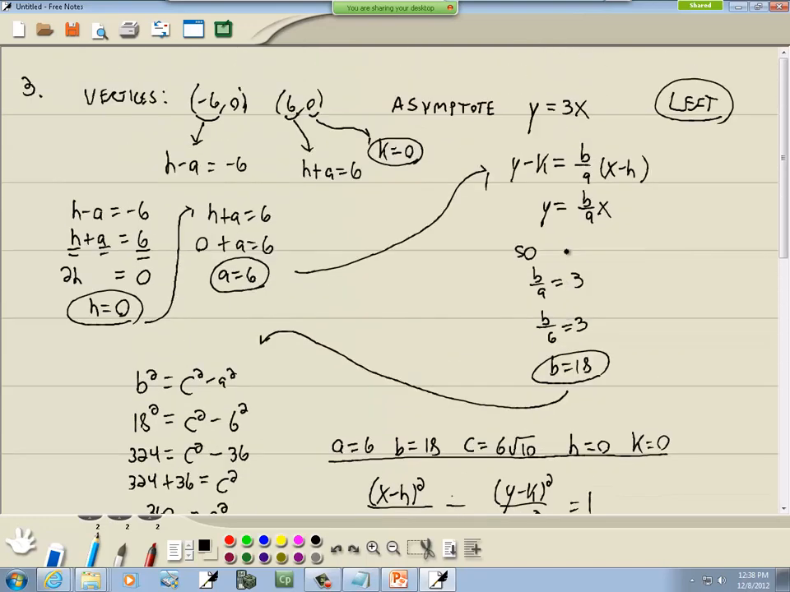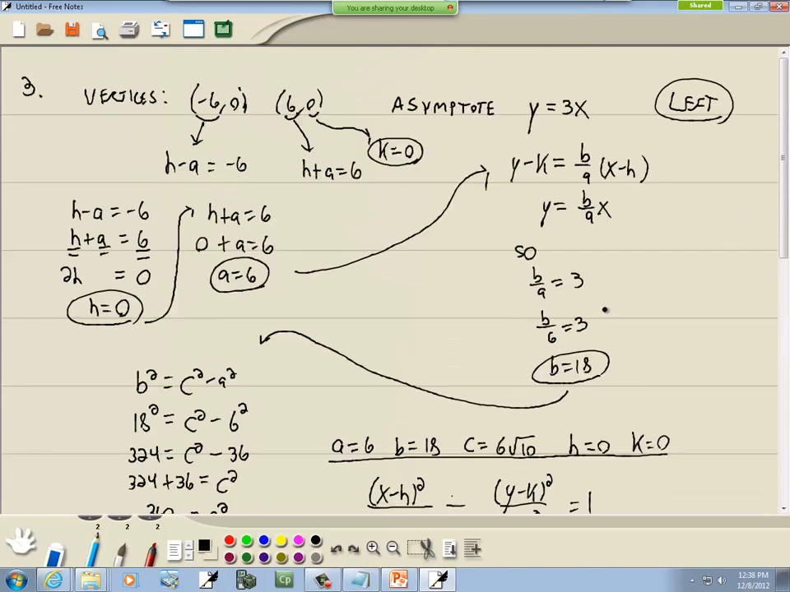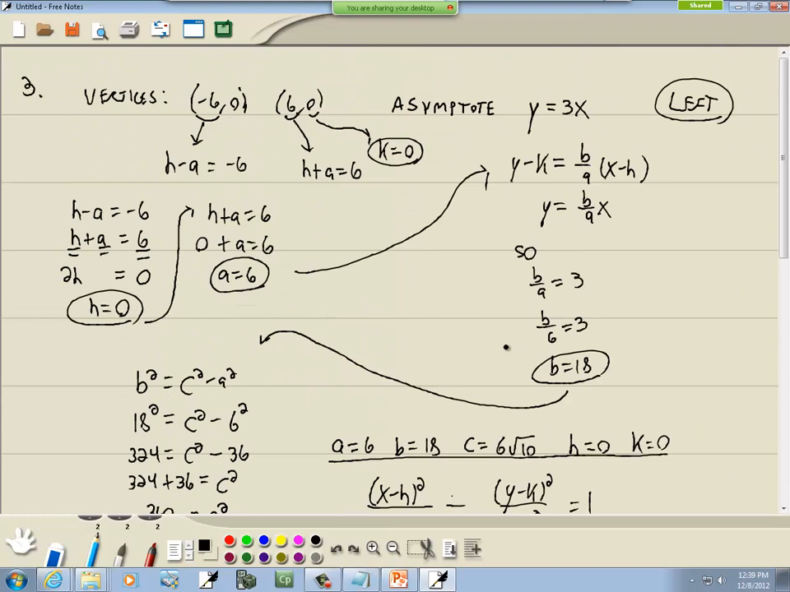Well, let's come up with our graph. We're given the vertices and the asymptote. Both of those are the important part. So come down here. One, two, three, 4, 5, 6, and negative 6. 2, 3, 4, 5, 6. Those are our vertices. Our center is halfway in between those, so I don't even need to plug in the formulas. I know it's there. And our asymptote was y is equal to 3x.